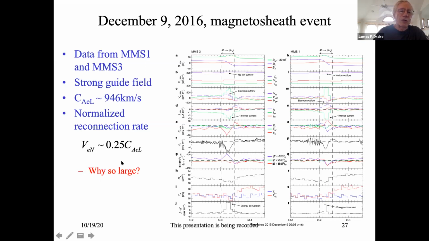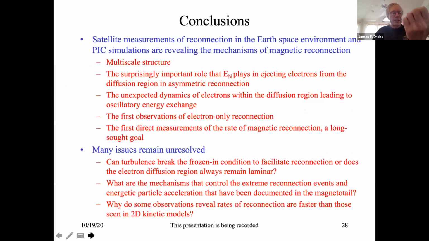We still don't understand why this should be so large. The simulations are not yielding such large values. Anyhow, direct measurement of the inflow rates. And that's pretty much it. Here are my conclusions, but maybe we're better off going to questions rather than trying to go through these conclusions.